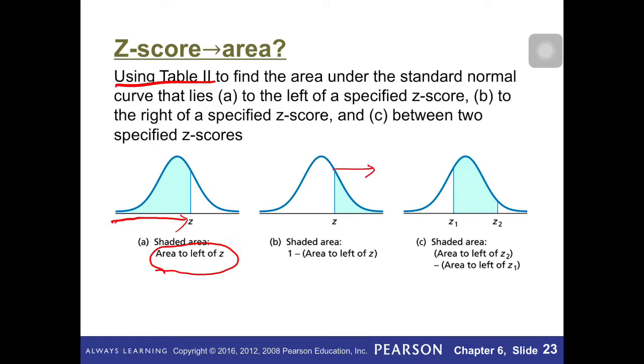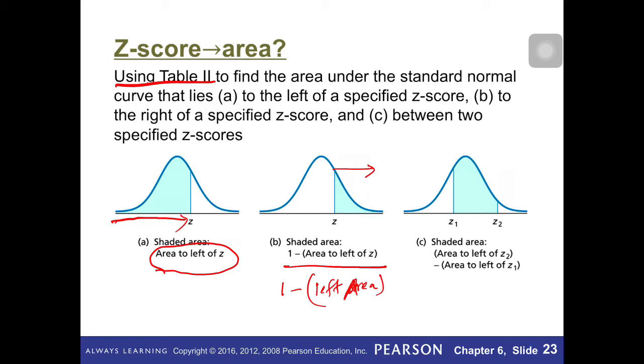You can find this area by considering 1 minus this area, 1 minus part A. Okay, 1 minus area to the left of C. Clear? Left area. Okay, as they mentioned here.